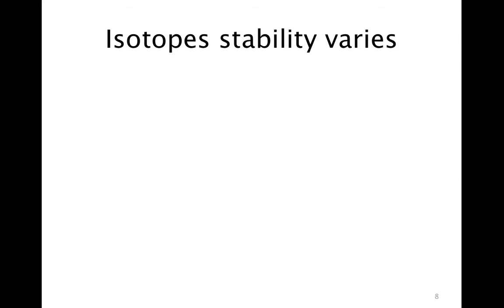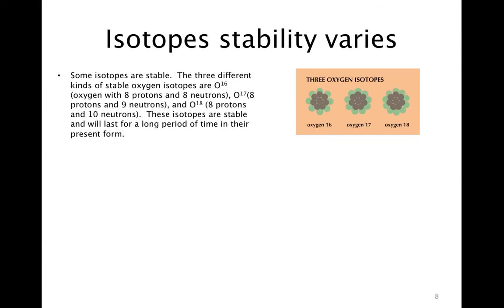So isotope stability. Some isotopes are stable. The three different types of oxygen, O16, O17, and O18, are very stable elements. And you can actually use this to determine past climates. If you look in the structures of organisms, or the structures of corals, for example, you can see the types of isotopes that are present in oxygen, and you can see the variety.